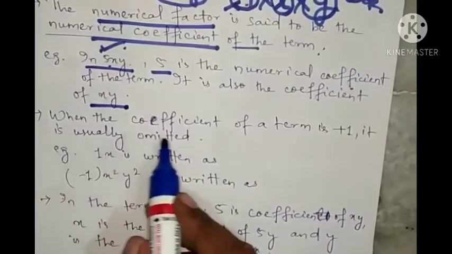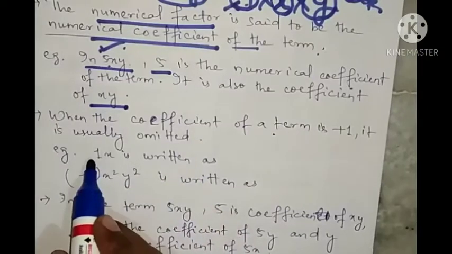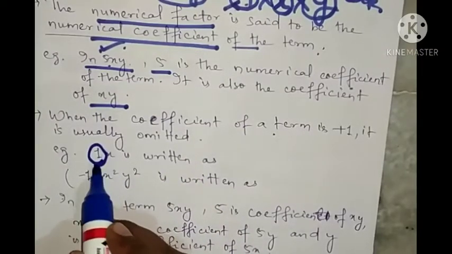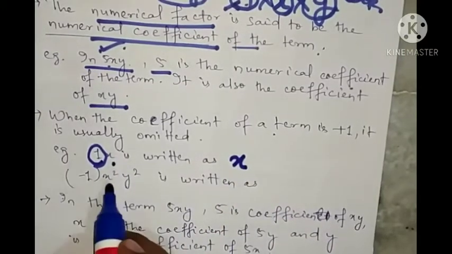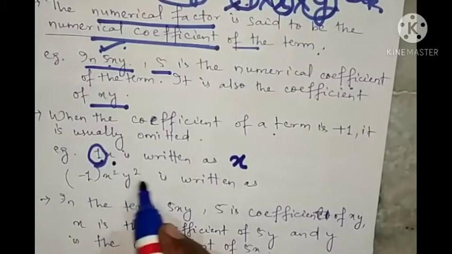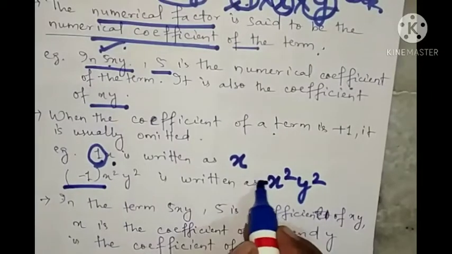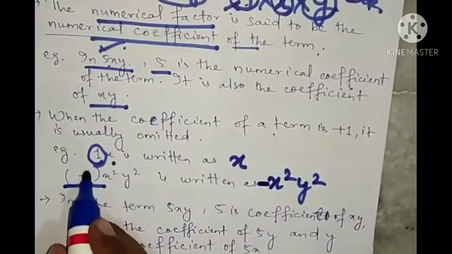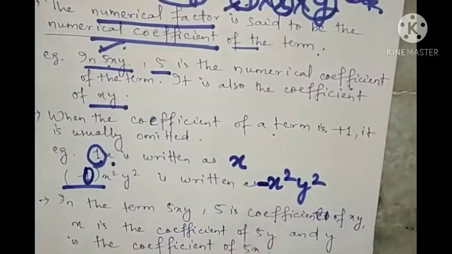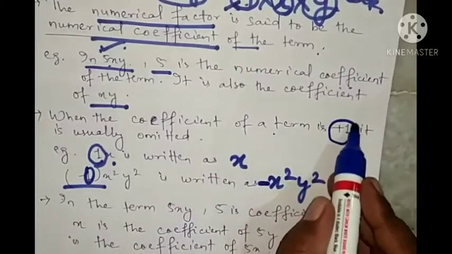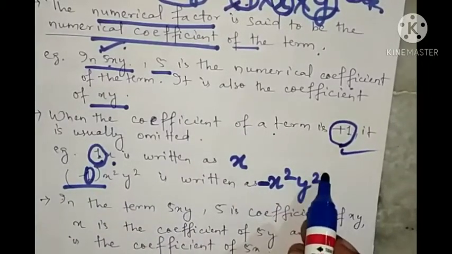When the coefficient of a term is plus 1, it is usually omitted. Like 1x: here 1 is the numerical coefficient of x, but we can simply write it as x. Minus 1 x square y square is written simply as minus x square y square. We are omitting the 1. We always omit 1 from the term, and we simply write the term.